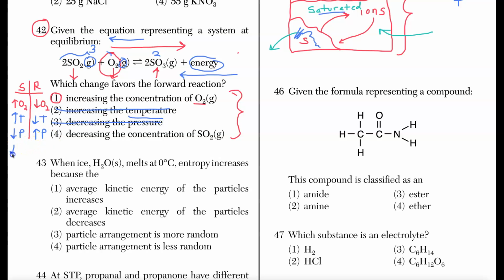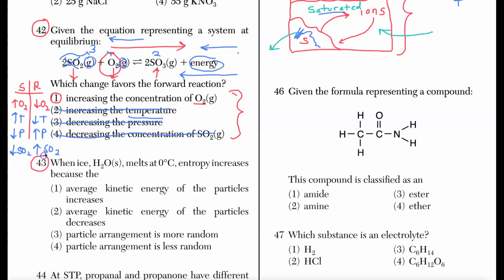Decreasing SO2. Hey, what's that going to do? If you decrease SO2, the reaction is going to shift to make more of it. It needs to make more of SO2, and you would need to shift to the left. So it's shifting to the right. So the only one that will shift to the right to respond in a way to regain its balance and undo in the opposite way would be choice 1. 42 is 1. On to 43.